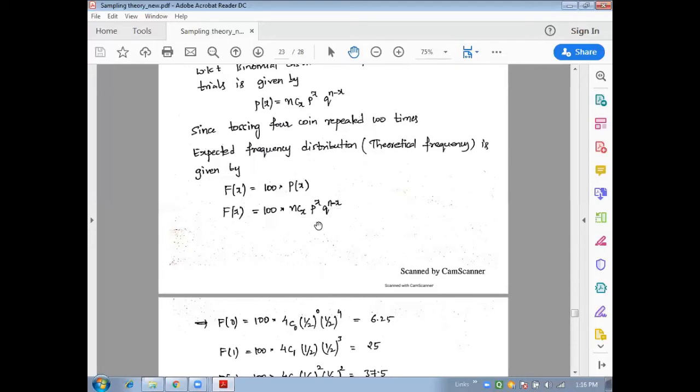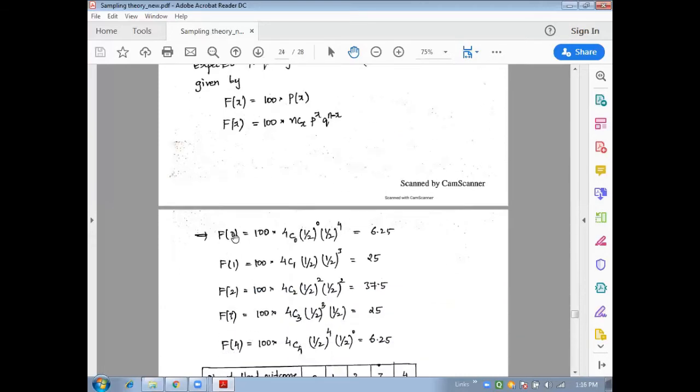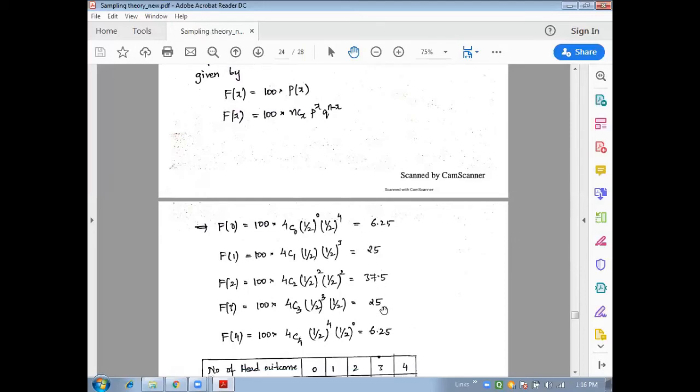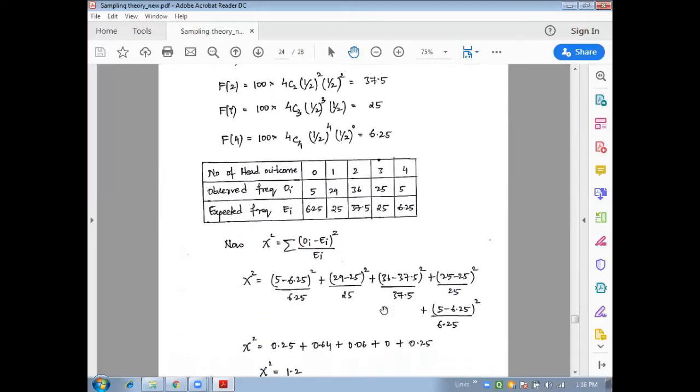Now we have to substitute each value of x in this. Let me substitute x equal to 0. So 100 into 4C0, half to the power 0 and half to the power 4 minus 0, which is 4. If we simplify this equation, the value reduces to 6.25. This is for 0. For 1, it is 25. For 2, it is 37.5. For 3, it is 25. And for 4, it is 6.25. Once we have the expected frequency for all values of x, we substitute these values in the table. So the table reduces to this form.